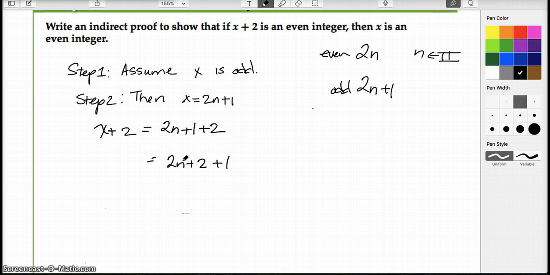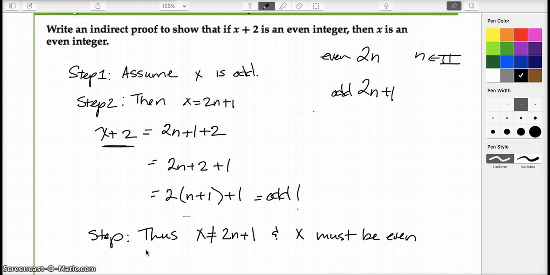And I can factor the 2 out from my algebra skills, and I get 2 times (n plus 1) plus 1. Well, n plus 1 is just some other integer. It's the integer after n, right? Just an integer. And so 2 times an integer is an even number. Plus 1 makes this odd. And that's my contradiction. So we assumed that x plus 2 was even. But if x is equal to 2n plus 1, by logic, we see that x plus 2 would have to be odd.